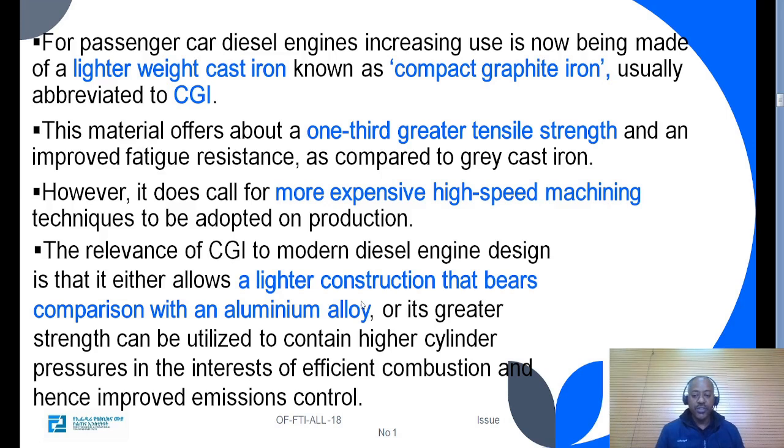The relevance of CGI to modern diesel engine design is that it either allows a lighter construction that bears comparison with an aluminum alloy, or its greater strength can be utilized to contain higher cylinder pressure in the interest of efficient combustion and hence improved emission control.